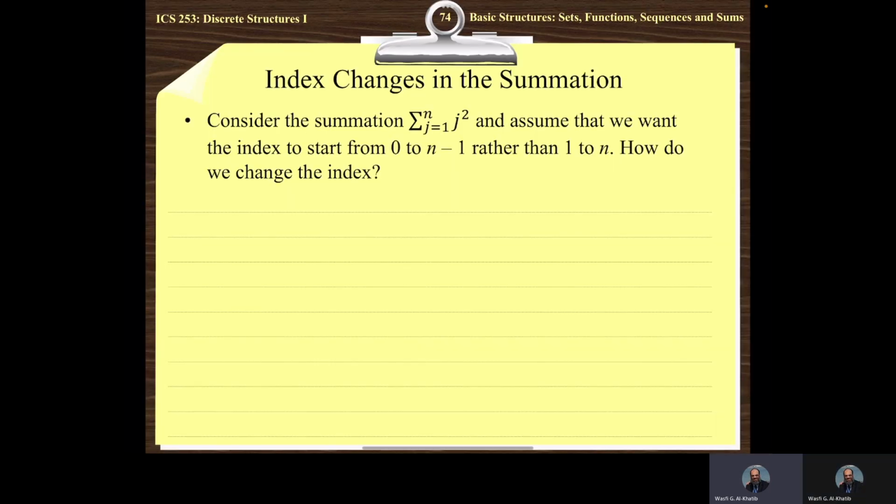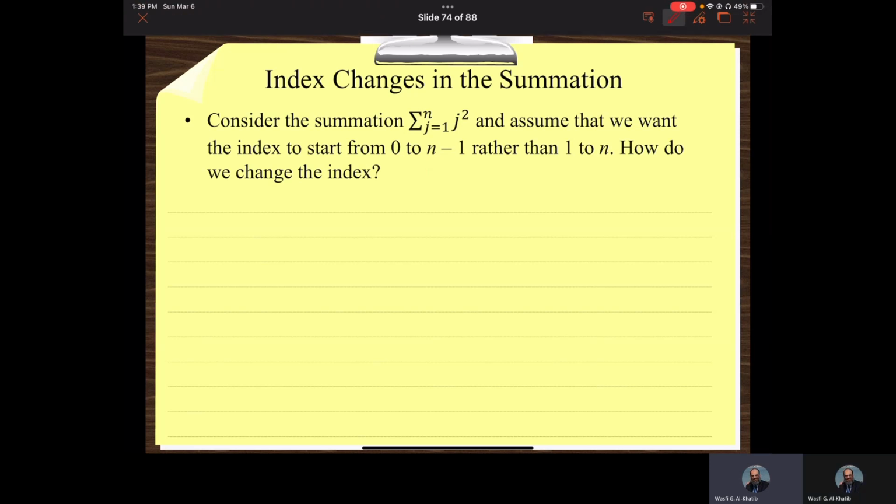How can I do that? Well, this is what we will learn. What we will do is come up with another variable, and we will let that variable go from whatever I want. For example, let's assume I have sigma j square from j equal 1 to n. I want my index, instead of starting from 1 to n, to go from 0 to n minus 1. How can I do that? If I want to introduce k that will go from 0 to n minus 1, what is the relationship between k and j?